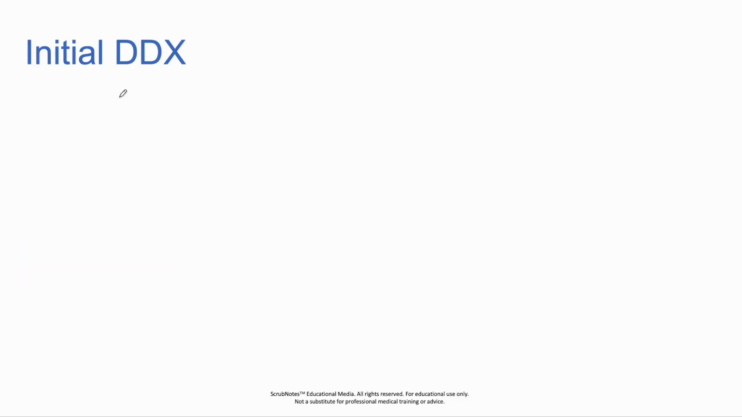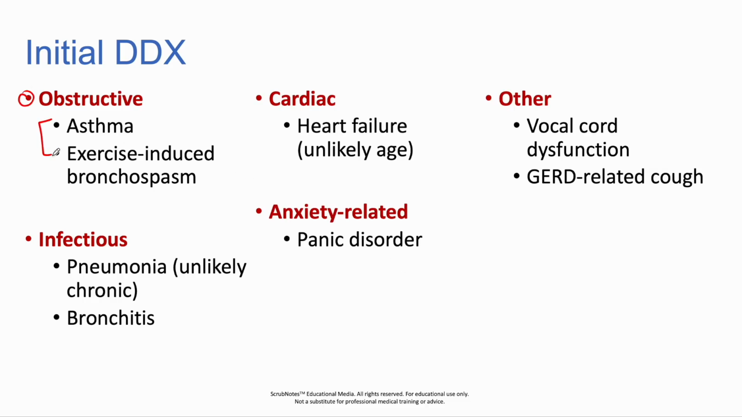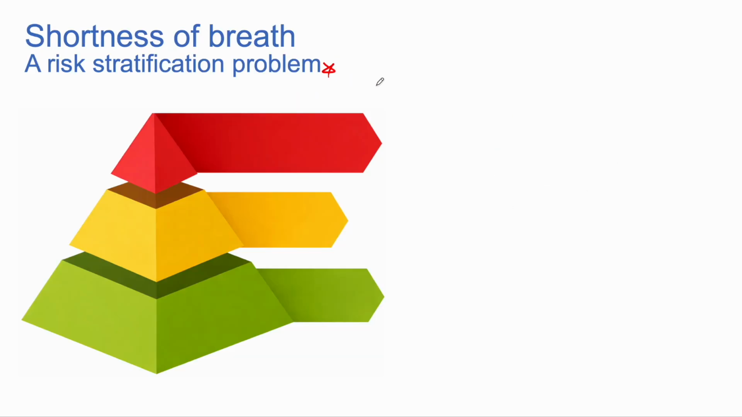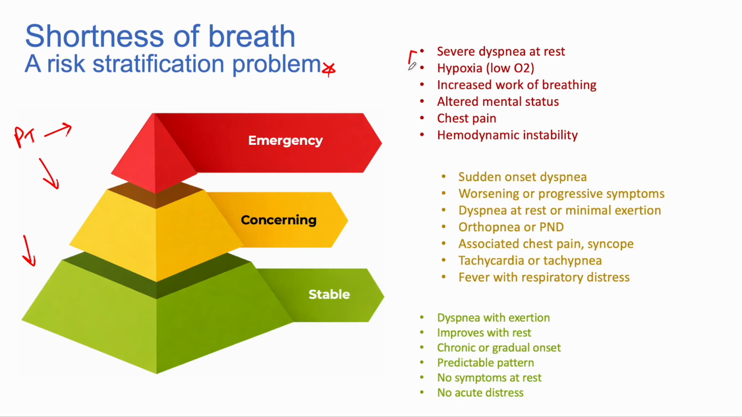Shortness of breath feels overwhelming, but clinically, most cases fall into just a few buckets. So we have obstructive causes like asthma, infectious causes like pneumonia and bronchitis, cardiac causes like heart failure, causes related to anxiety, and then another bucket could include vocal cord dysfunction and GERD. I like to think of shortness of breath as a risk stratification problem. So my goal is to try and identify where the patient fits in the risk tiers. Is it emergent? Is it concerning? Or are they stable? I've provided some criteria here for you, but let's see how focused history questions can help us narrow that down and identify which tier the patient fits in.